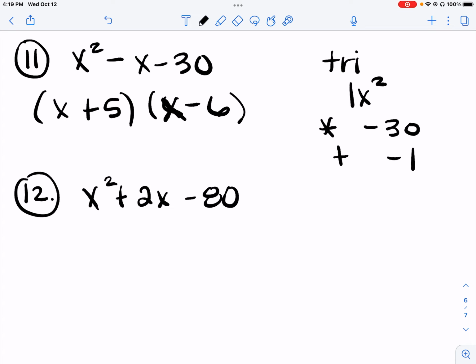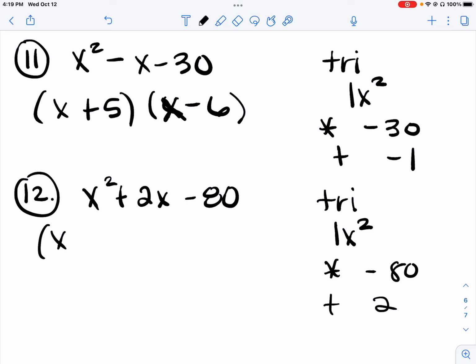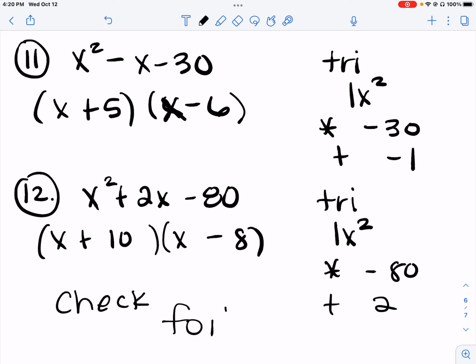Okay, this is also a trinomial with the 1x squared. Multiply to negative 80, add to 2. Okay, since we're multiplying to a negative, we want a positive times a negative. If we use 10 minus 8, that would give us positive 2. And 10 times negative 8 is negative 80. You can FOIL to check.